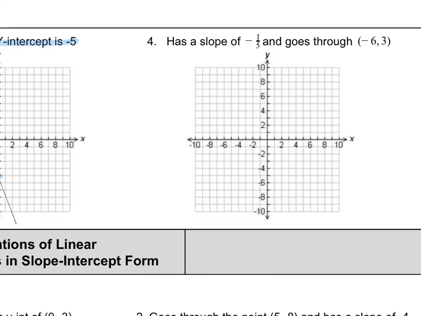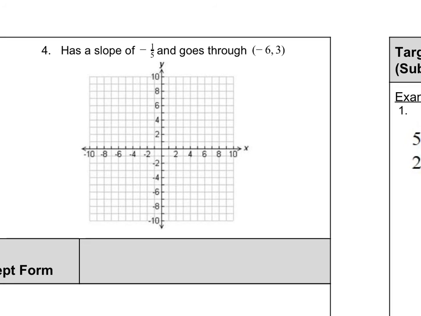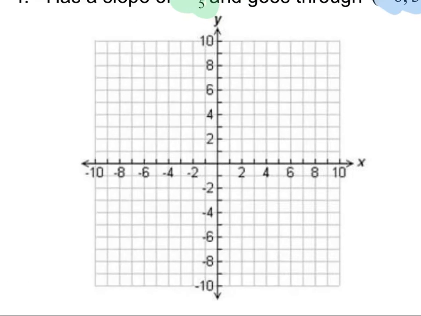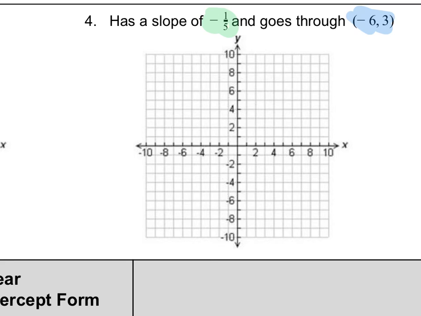And last one here, number 4. We have a slope of negative 1/5. That's going to be important. So that tells me I'm going down 1 over 5. And it goes through the point negative 6, 3. So I've got a point for free at negative 6, 3. Ooh, I just rhymed. How fun. So negative 6, 3, right there.